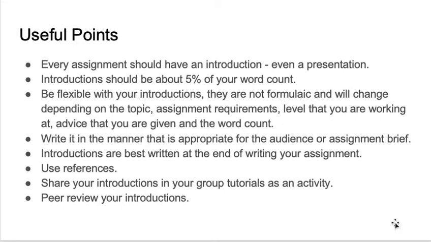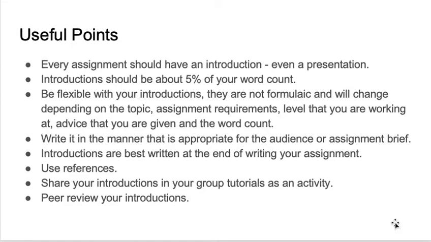I'm hoping you've gathered so far that introductions really are best written at the end of writing your assignment. But I also know that some students like to at least start with an introduction, but please do remember to come back to it at the end to make sure that it covers the flow of your assignment. You can use references, start substantiating your points and your claims, and certainly your thesis, right from the outset in your introduction.